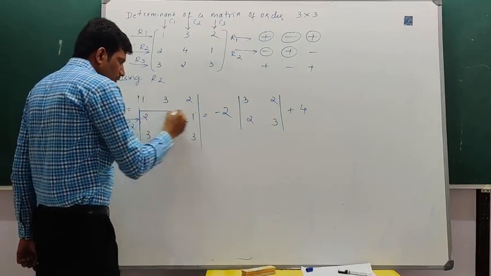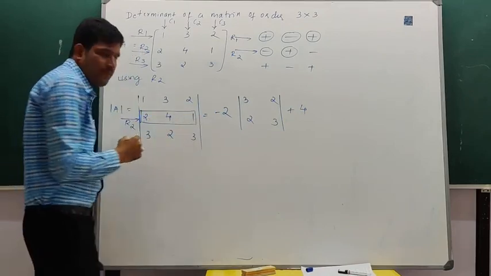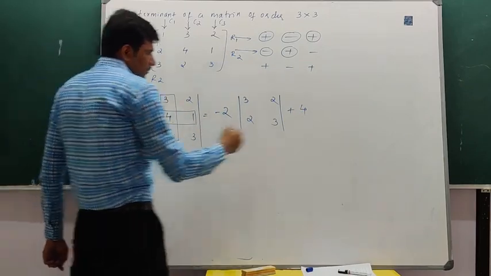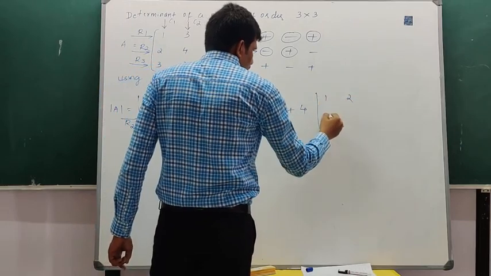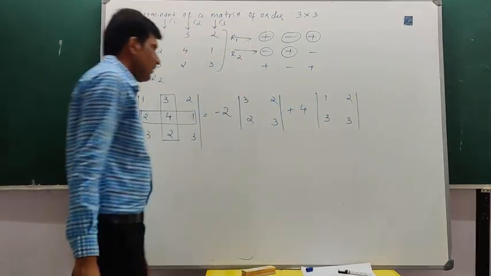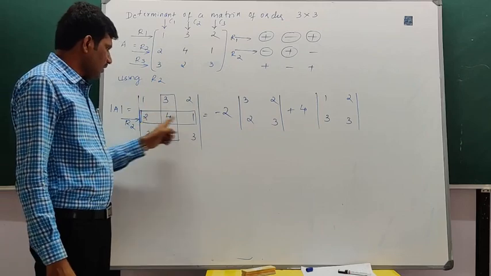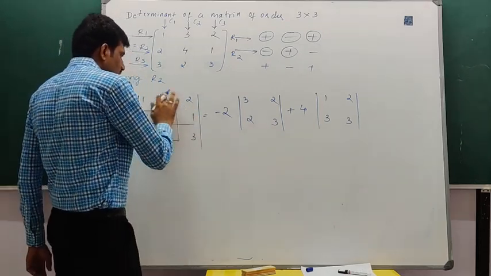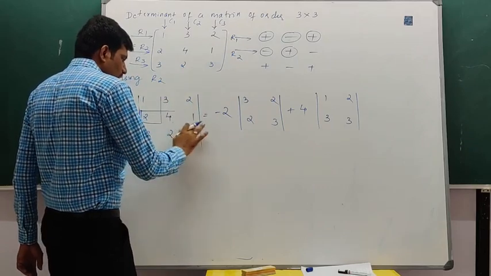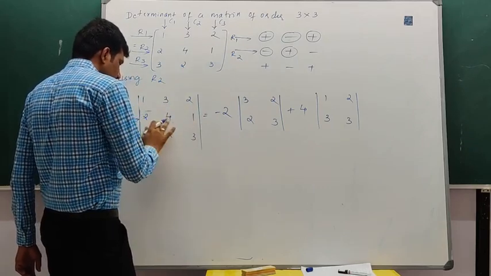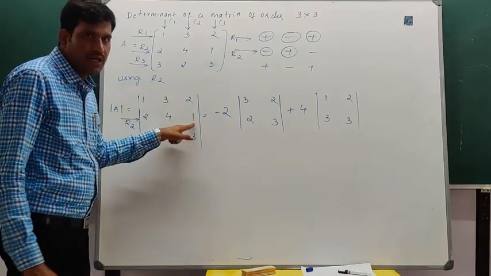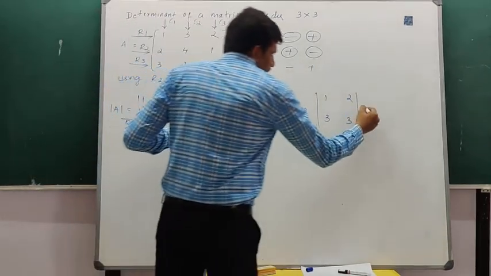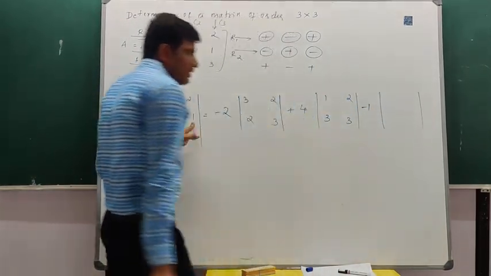Now we have to leave the row and column where this 4 is present. This 4 is present in the second row and second column. What is left here? 1, 2, 3, 3. Right? So 4 into what is left here, 1, 2, 3, 3. Now this is over. What is the third element in R2? In the second row, the third element is 1. What is the sign of this element? It is minus. Minus into plus is minus 1.